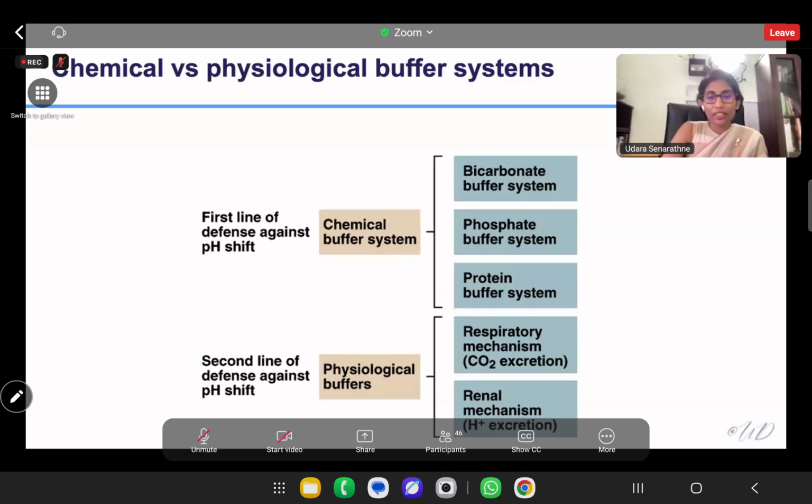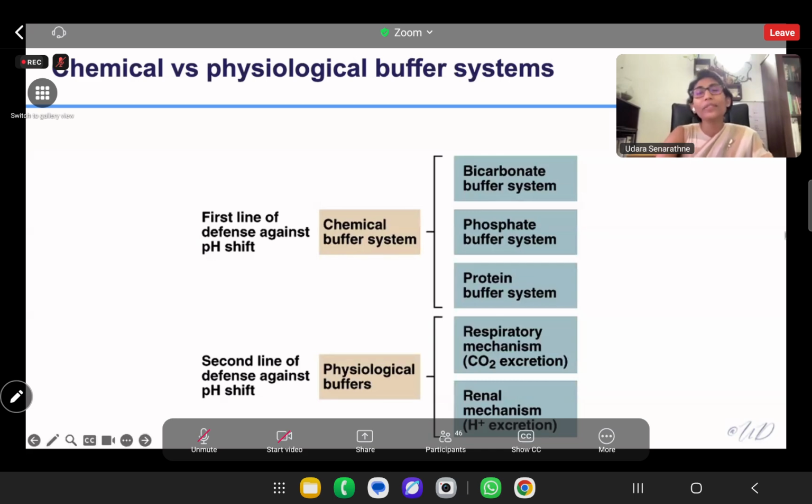So when we look at these buffer systems, you can divide them as chemical and physiological buffers. The chemical buffers act fast. Therefore, they are called the first line of defense mechanisms, the first line to act when there is a pH shift. Those include the bicarbonate, phosphate, and proteins, because they are at the first line when there are any changes to the acid-base homeostasis taking place.